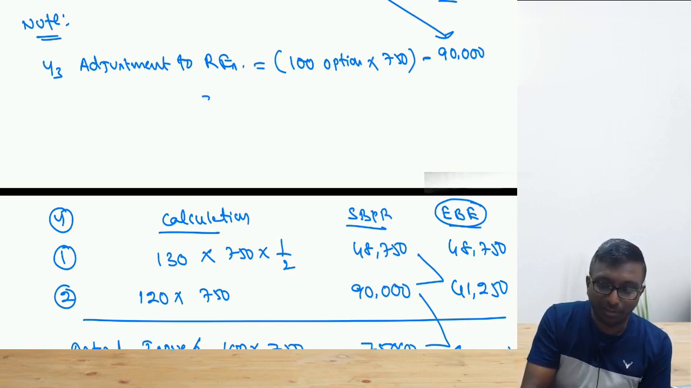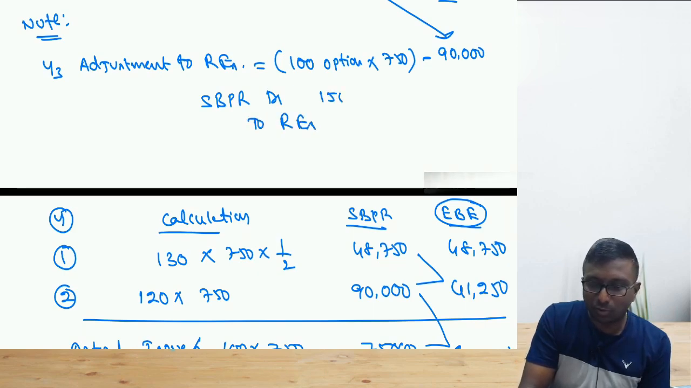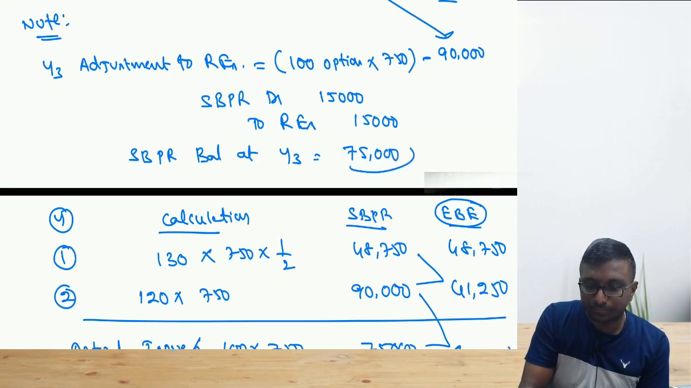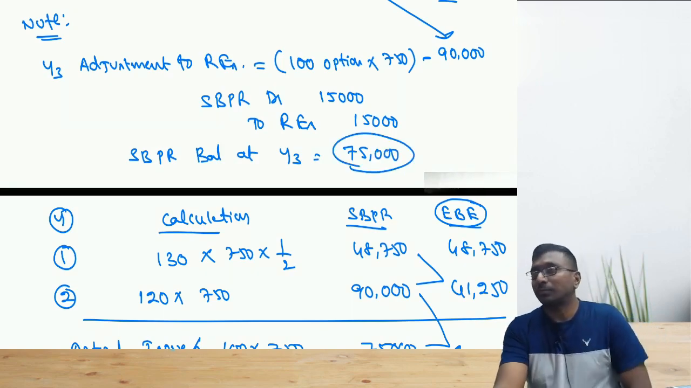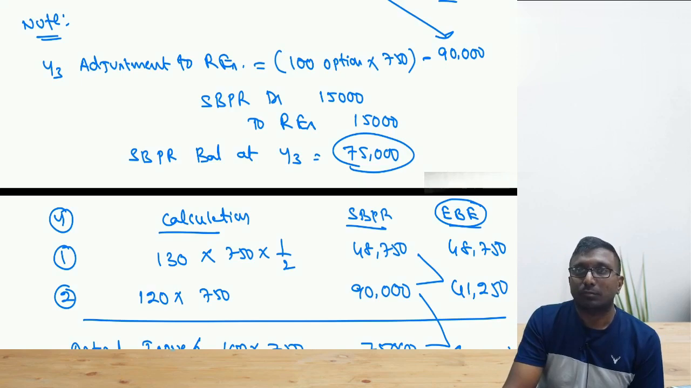What is the journal entry? SBPR account debit, retained earnings 15,000. So the SBPR balance at Y3 is 75,000.